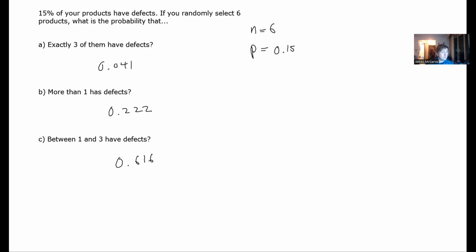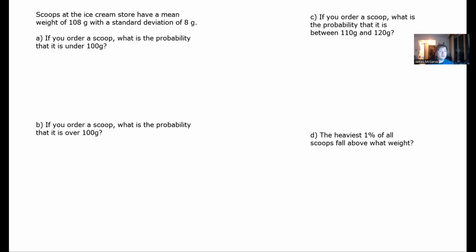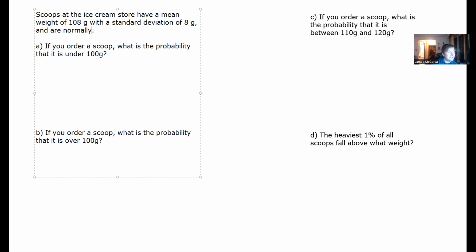All right, so the last type of question we're covering today is a normal distribution question. Oh, I didn't type in an important phrase here. I should have said scoops at the ice cream store have a mean weight of 100 grams with a standard deviation of 8 grams and are normally distributed. Because if we don't say that, we can't just assume it. We don't get to just assume that things are normally distributed. At least not yet, not until we have the central limit theorem, and that comes later. So for now, we have to say we're assuming that they're normally distributed.